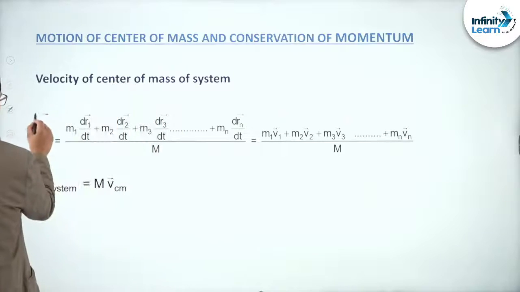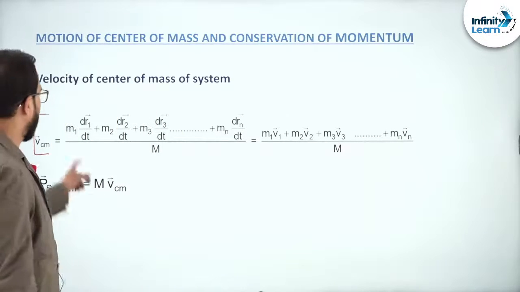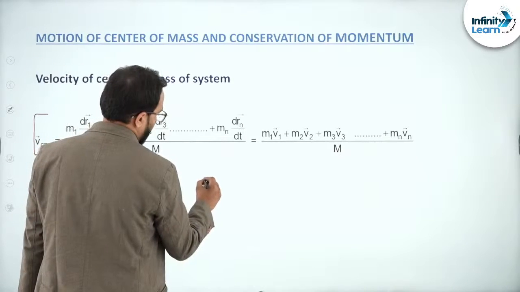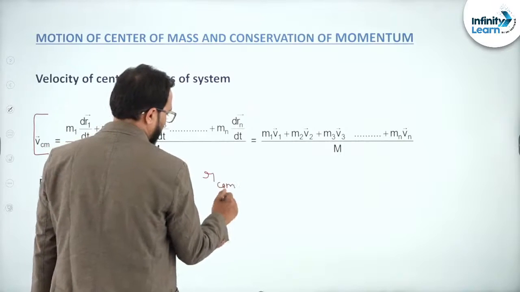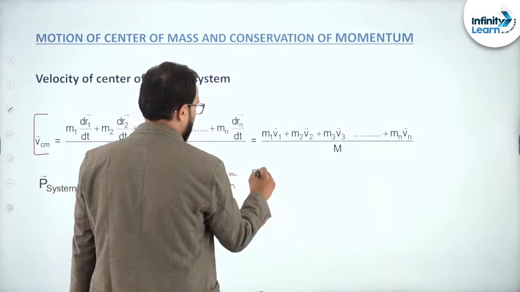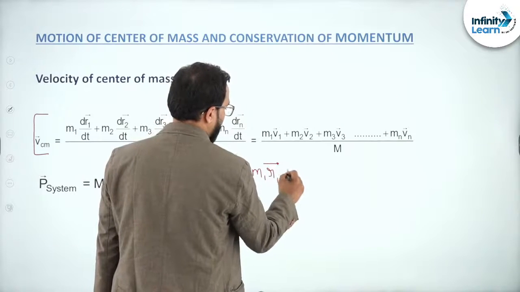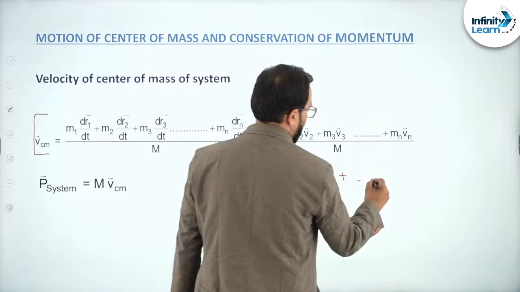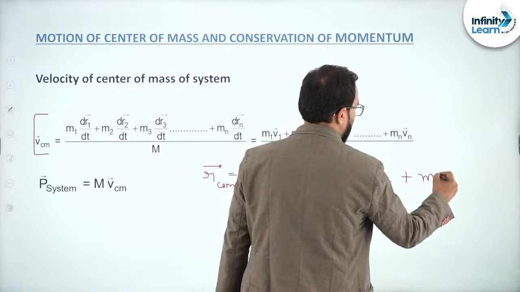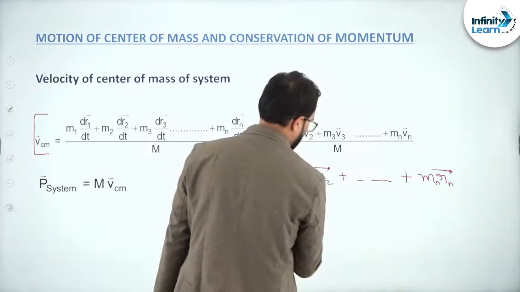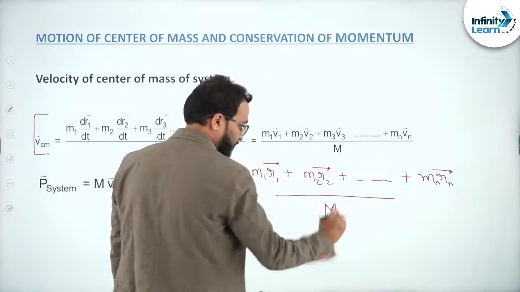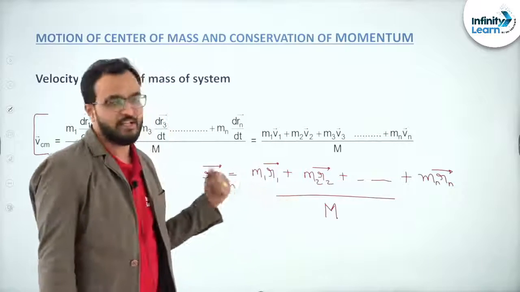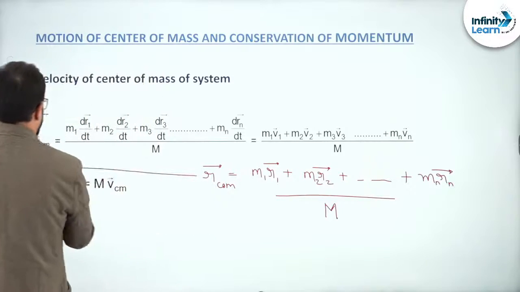As you can see here, velocity of center of mass is what? It's dr1 by dt, like where it came from? Position of center of mass we all knew. What was it? It was m1 r1 plus m2 r2 up till mn rn. Do you remember this? Upon total mass. Now if you differentiate both sides, what will happen? It will get the form of this equation.